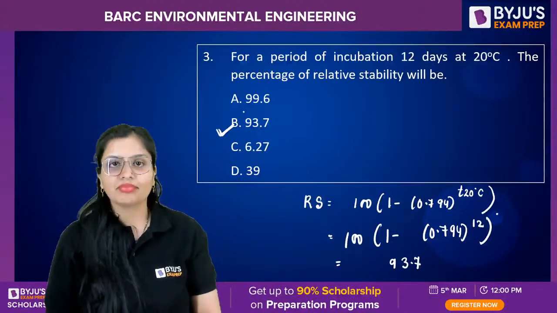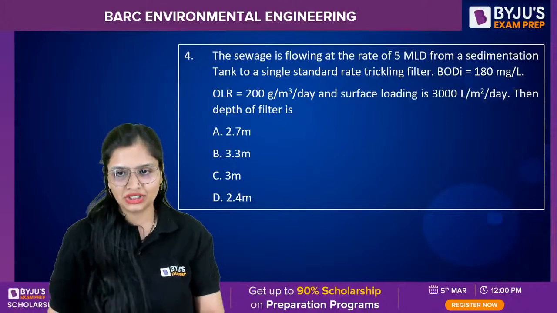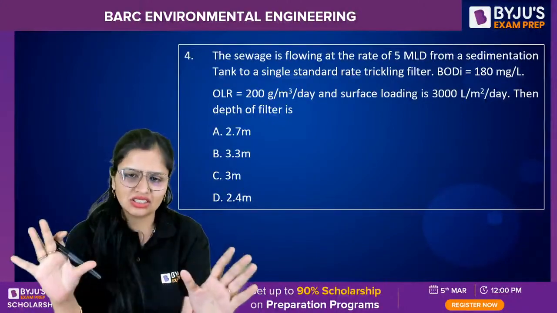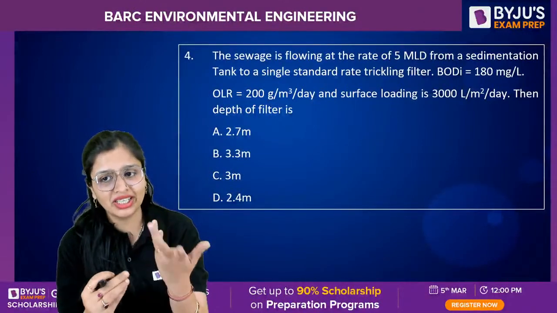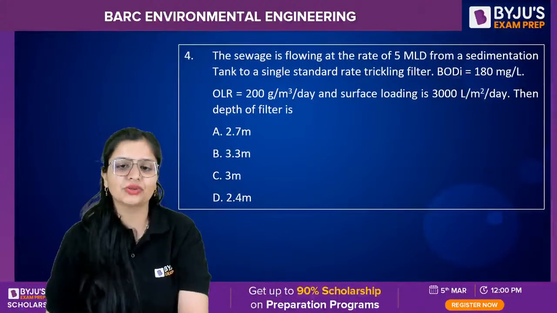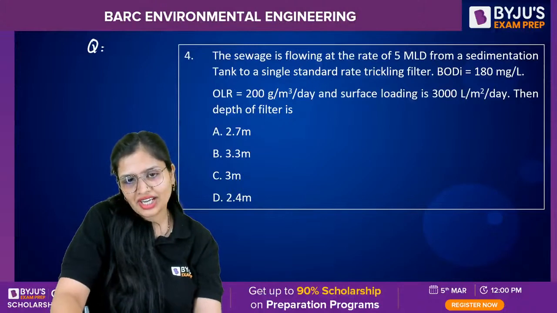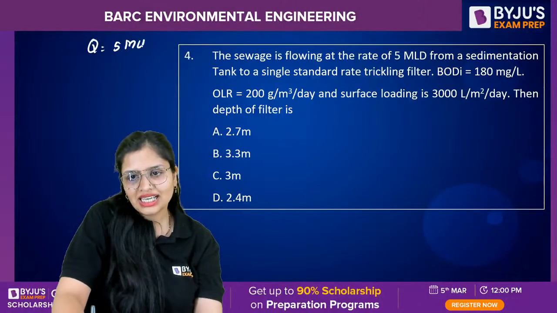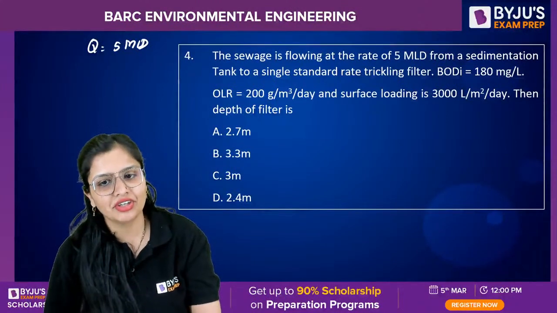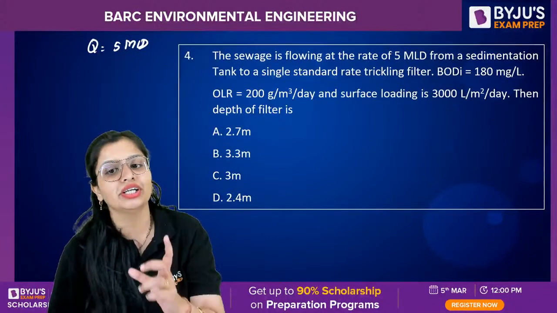Fine. Now we'll be moving further to the fourth question. Here you have to apply your basic units concept. This question appears to be tough, but it is not. It applies your basic skills of substituting the units. In the question, discharge is given to you as 5 MLD. Standard rate trickling filter is given. BOD of influent is given. Organic loading rate is given. Surface loading rate is given. It is asking you the depth of filter.